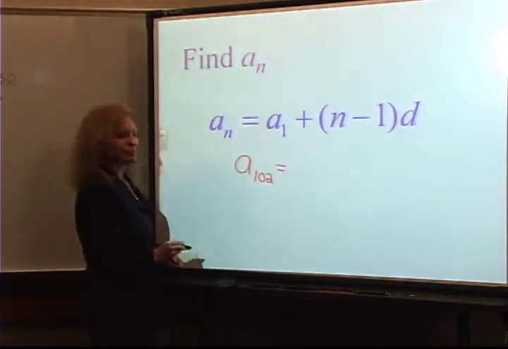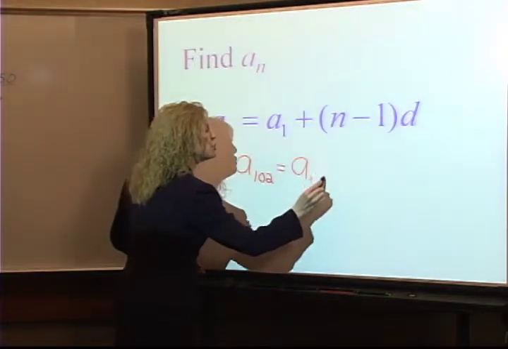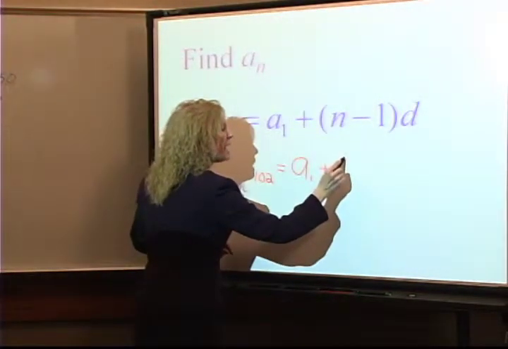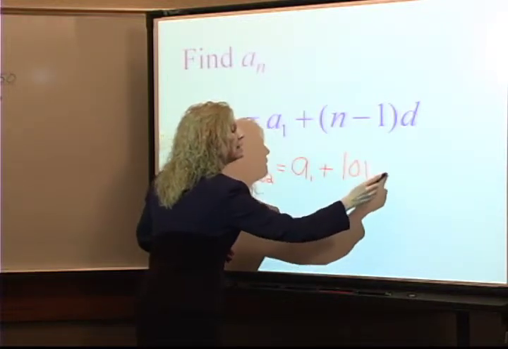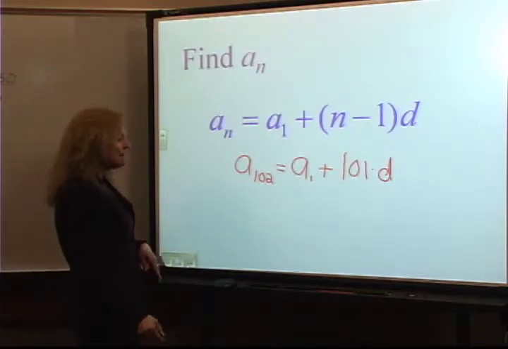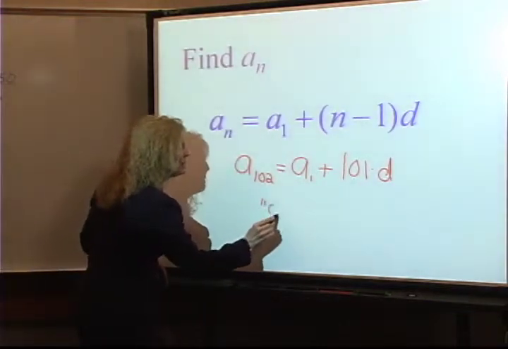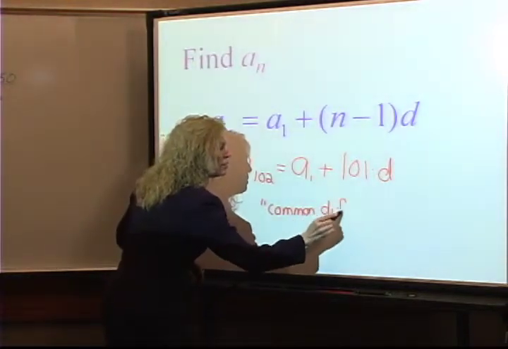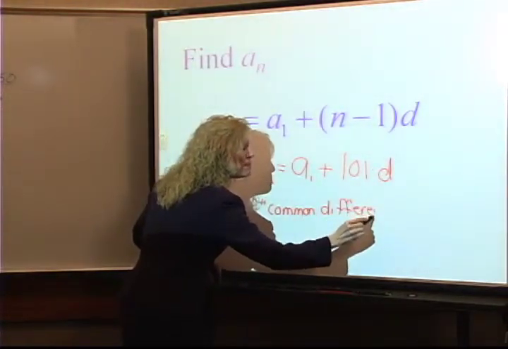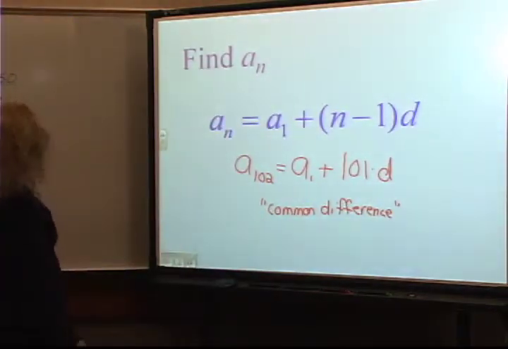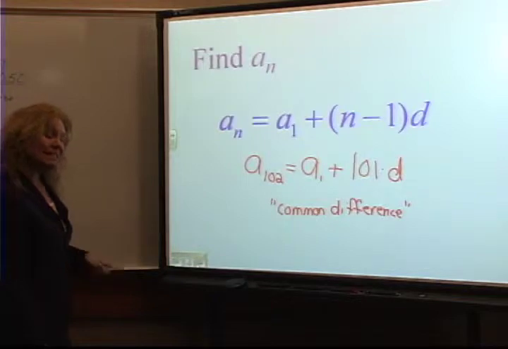So if you have an arithmetic sequence going on, then if I want, let's say, a sub 102, I start with the first term and I add on n minus 1, I add on 101 times d. And you say, what is d? Well, d is called the common difference. The common difference is that amount that you're adding on each time. So in the case of our example with saving money, our common difference was 50 cents.